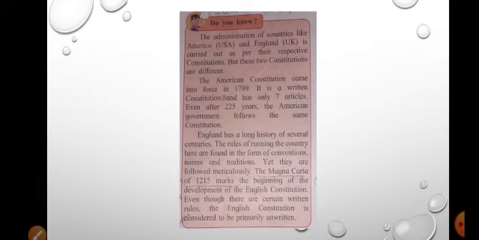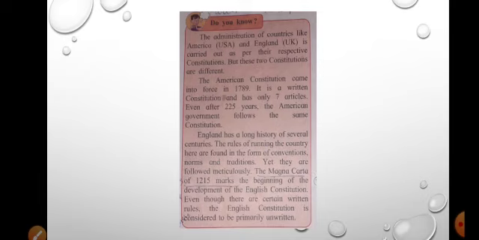England has a long history of several centuries. The rules of running the country here are found in the form of conventions, norms and traditions, yet they are followed meticulously. The Magna Carta of 1215 marks the beginning of the development of the English Constitution. Even though there are certain written rules, the English Constitution is considered to be primarily unwritten.